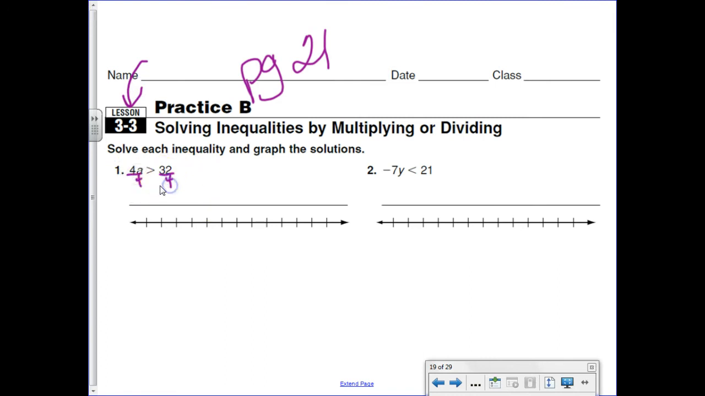Divide by 4. This means solving gives me a, and it gives me 8, and you have to ask yourself, do I have to flip it or not? I divided by a positive. You should leave greater than as greater than.